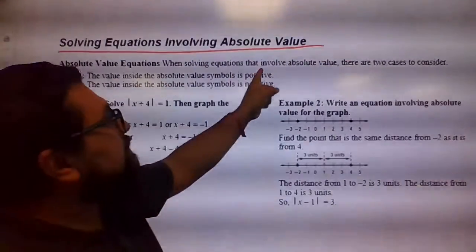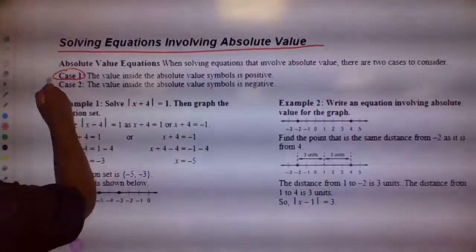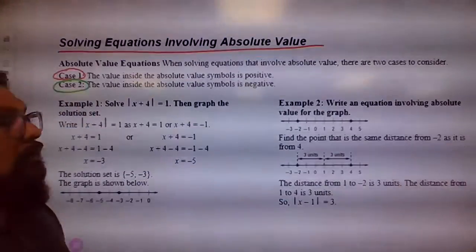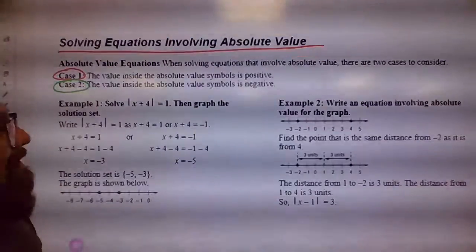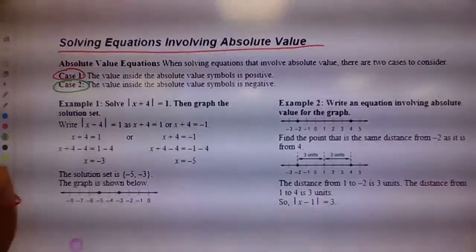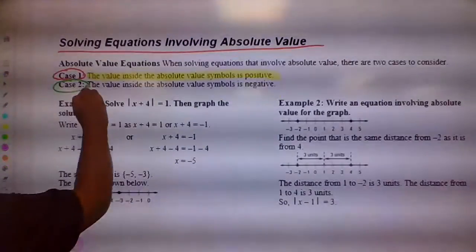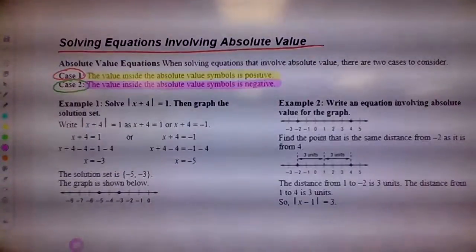When solving equations that involve absolute value, there are two cases to consider. Here's case number 1, and here's case number 2. Case number 1, the value inside the absolute value symbols is positive. Case number 2, the value inside the absolute value symbols is negative. Okay, so that's case 1, that's case 2. So remember, keep that in mind. Okay, and if you want to go ahead and highlight those, you can highlight one, and then the other one, maybe do a different highlight. Okay, so here we go. All right, so here's example number 1.